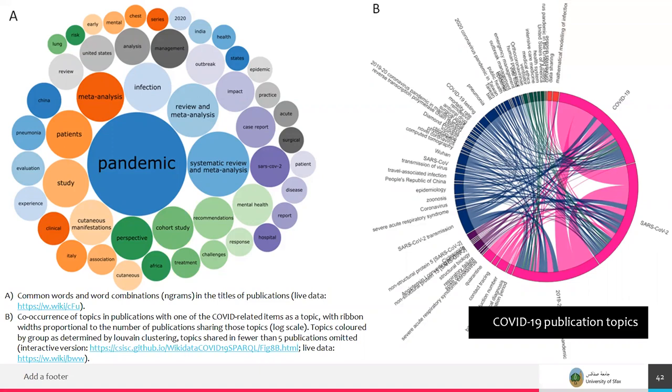But this slide that we are having here is mainly done using the CORD-19 publication analysis. For example, here we have the common words and word combinations, the n-grams, in the title of publications. You see here, for example, systematic review and meta-analysis. This means that there are plenty of reviews and meta-analyses related to COVID-19. For example, the cutaneous manifestation, they are a study of the dermatologic effects of COVID-19. For example, cohort study, recommendation, mental health, the case report, the impact, et cetera, et cetera.